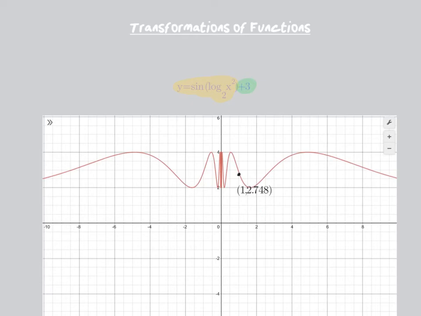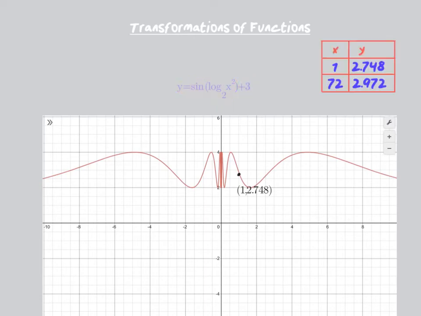Now pause the video and come back when you think you have the right equation, and we'll see how you did. Keep in mind that the earlier version had a point of 3, 2.972, and when we stretched it by a factor of 24, so this represented 3 days. When we stretched it by a factor of 24, that point became 72, 2.972, because now we're talking about 72 hours. We're talking in hours now.